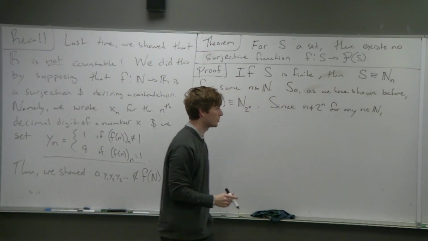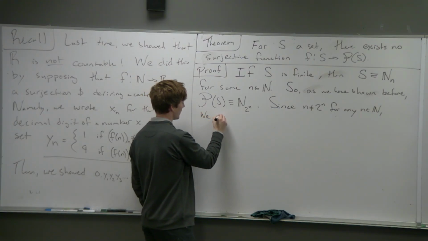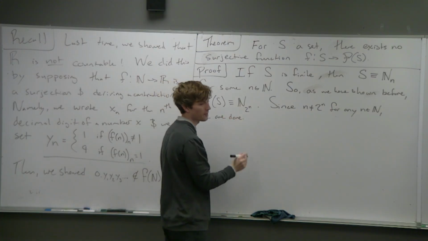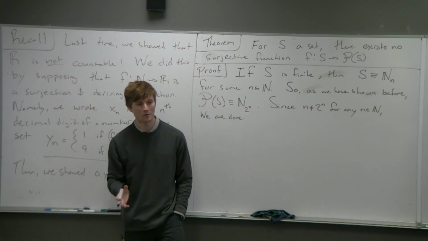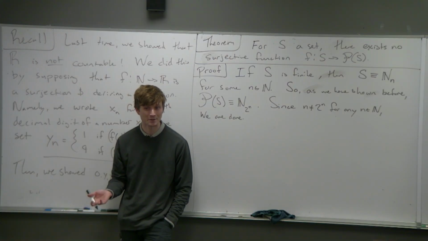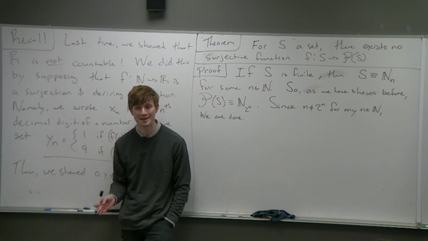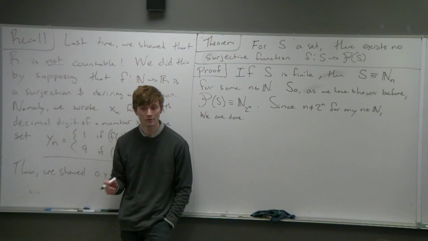Since n is not equal to 2 to the n for any n in the naturals, we are done if you accept that. That is, we've done this proof on exams all over the place. There are no surjections from sets with n elements to sets with greater than n elements. Okay, cool.